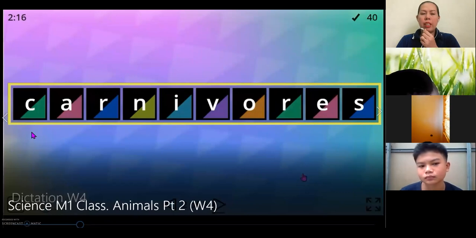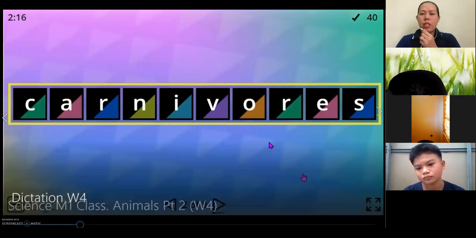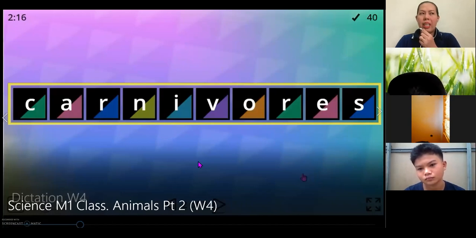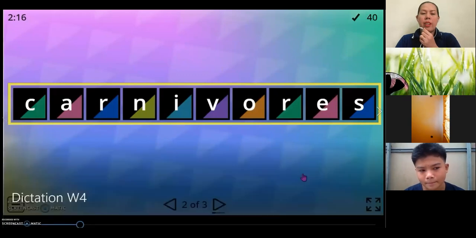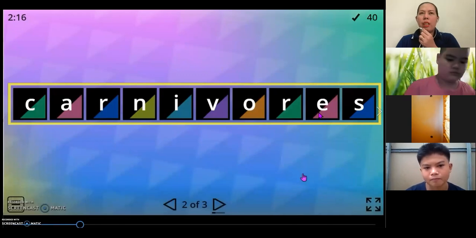Then we spell together. C-A-R-N-I-V-O-R-E-S. Carnivores. Okay, very good. When you say carnivores, it is an animal that eats meat. They eat meat or other animals. That is carnivores. If you get it correct, put 1. But if your answer is not correct, you can copy the correct answer.